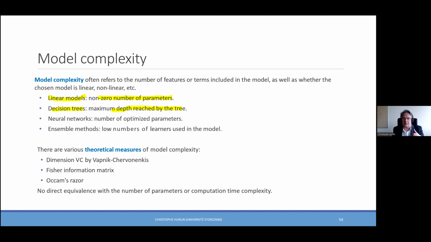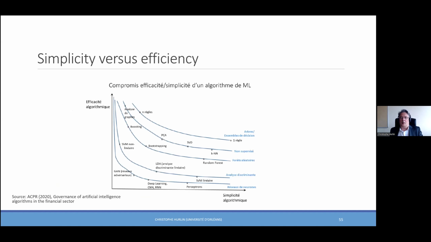Okay. So there are some theoretical measures of the model complexity, and the most well-known is the VC dimension by Vapnik and Chervonenkis, and there is also what we call the Fisher information matrix. You know what a Fisher information matrix is because this is related to the maximum likelihood, okay? But there is a difficulty to make the link between the number of parameters and the computation time complexity, okay? But let me focus just on this idea of model complexity measured by the number of parameters in a very simple model. What does it mean?